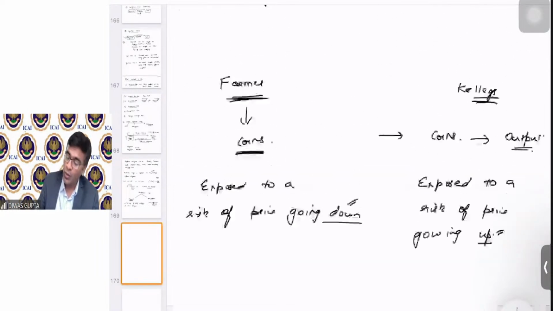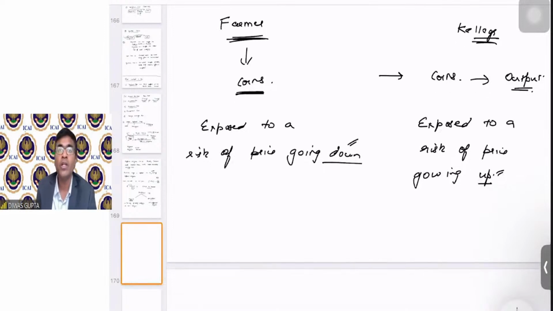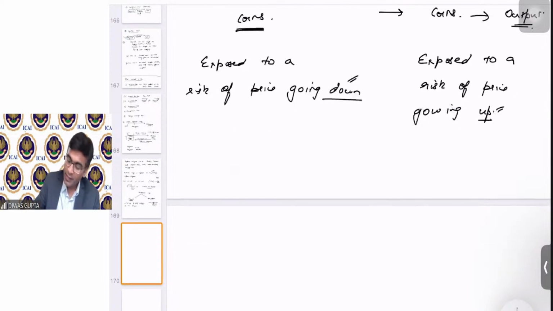Now, what should they do? They should enter into specific positions in the commodity market such that the farmer is secured and Kellogg's is also secured. What will they be? See now, what are the different types of instruments available? One is commodity futures.